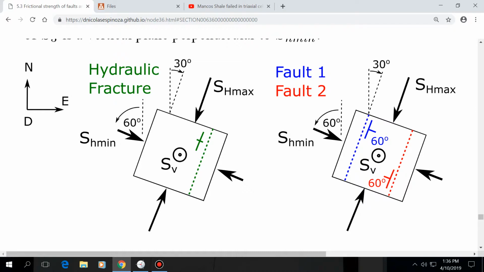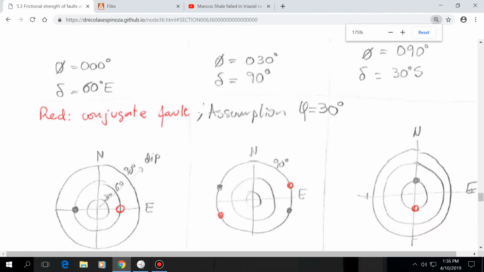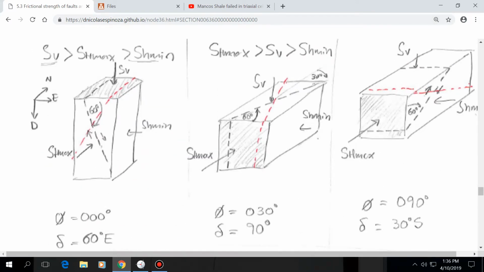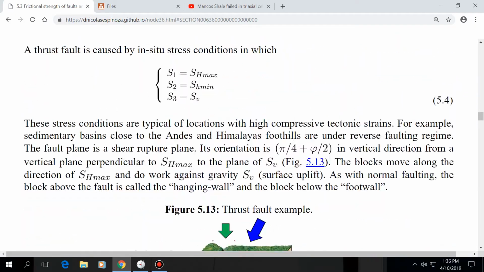Can you go back up to the 3D? All these dotted lines represent planes. Which planes? The shear planes. And all of these follow this.